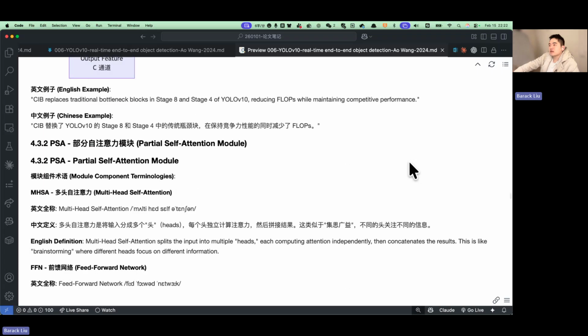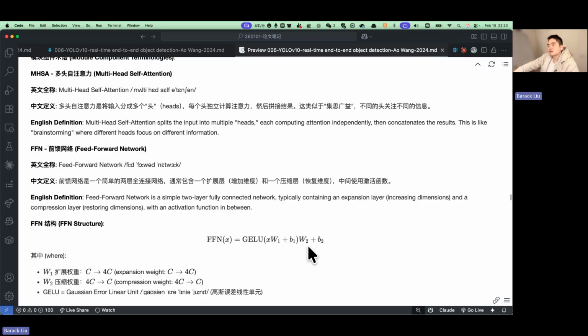PSA, partial self-attention module. Multi-head self-attention. Multi-head self-attention splits input into multiple heads, each computing attention independently. Then concatenates the results. This is like brainstorming where different heads focus on different information.